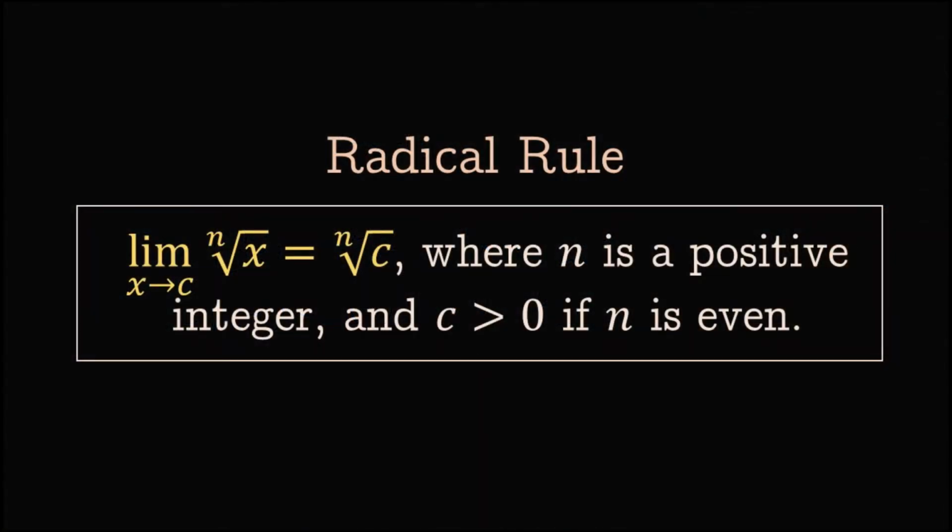10th theorem. We call this one as the radical rule. So, the limit of the nth root of x as x approaches c is just equal to the nth root of c, where n is a positive integer and c is greater than 0 if n is even.